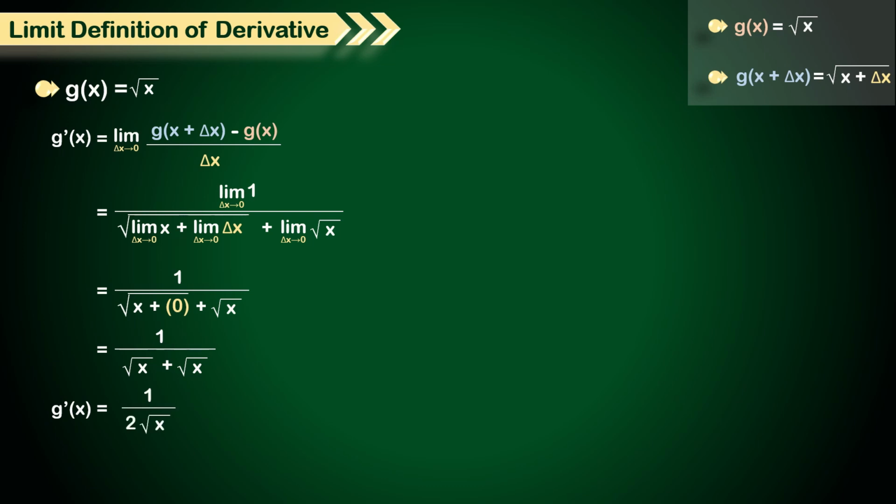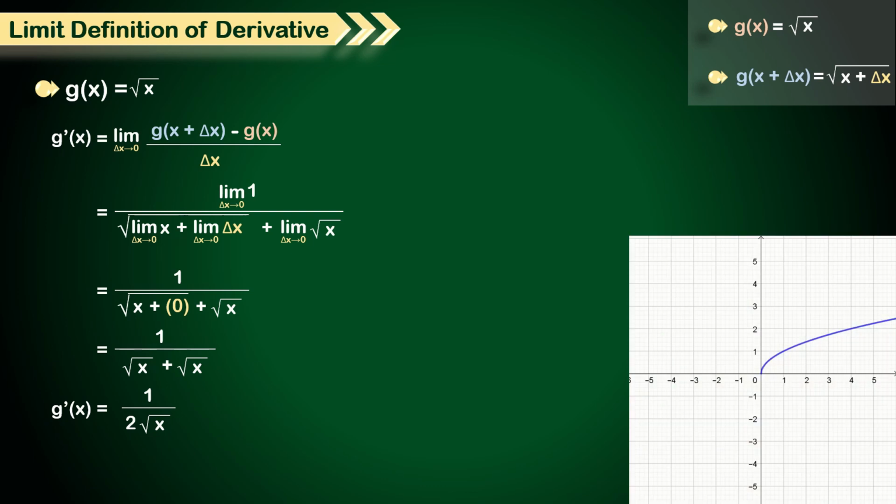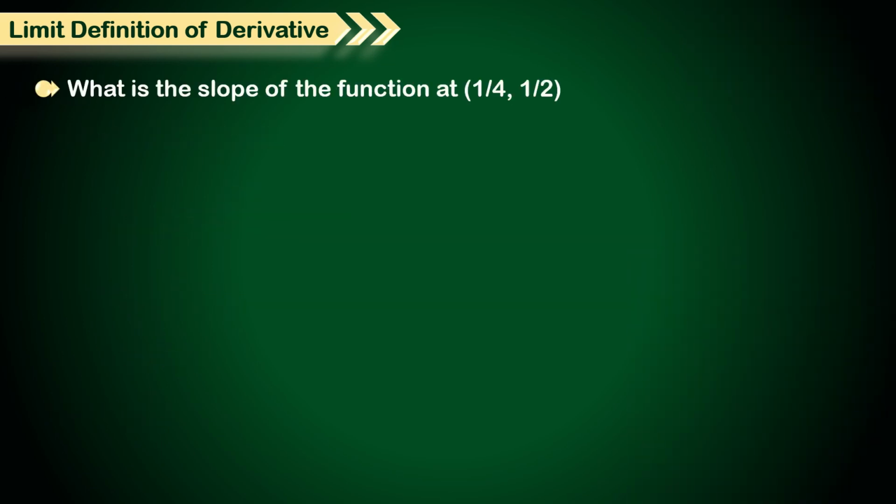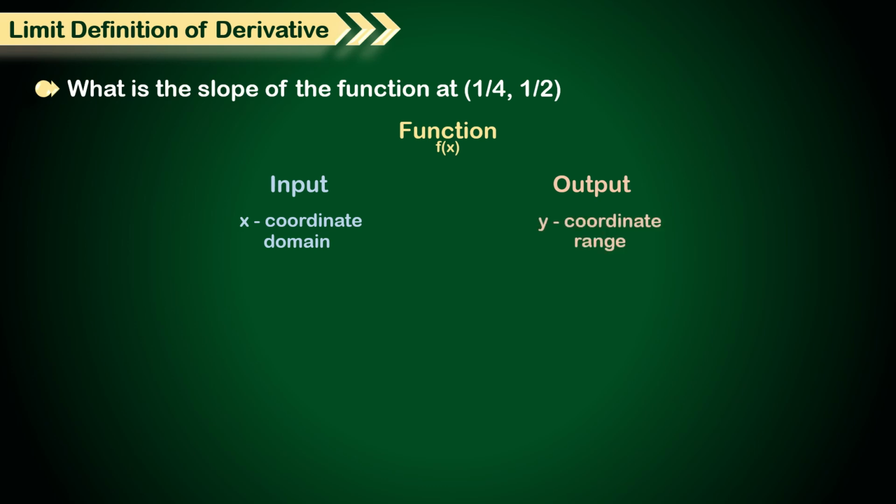Using this derivative, we can now calculate the slope of the function at every point on it. Example, what is the slope of the function at 1/4 and 1/2? Before we proceed in solving the slope of the function, let's make it clear the output of a function and the output of a derivative. A function is a system of input and output. Input is the x-coordinate or domain, and the output when you substitute the x-coordinate to the function is the y-coordinate or range.